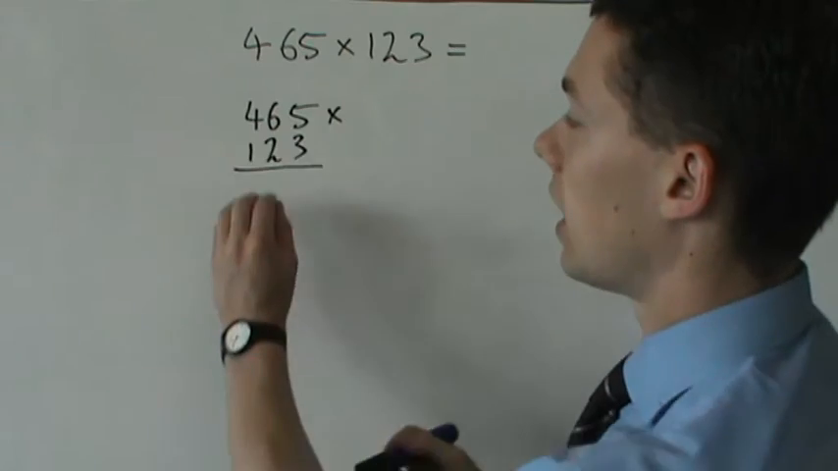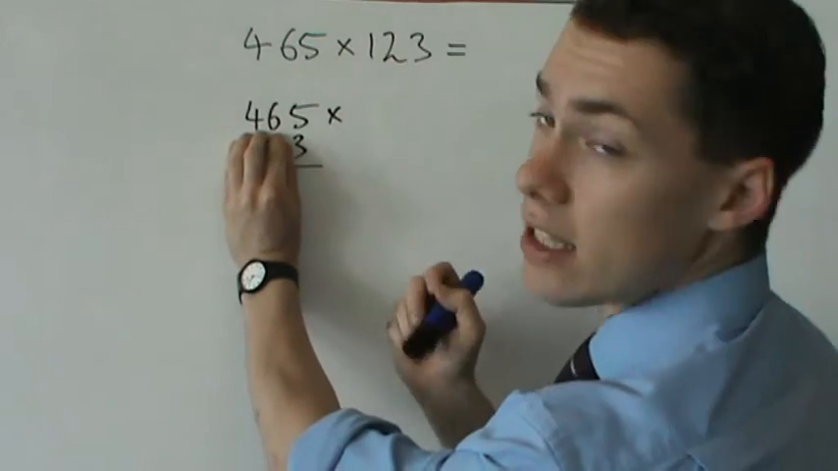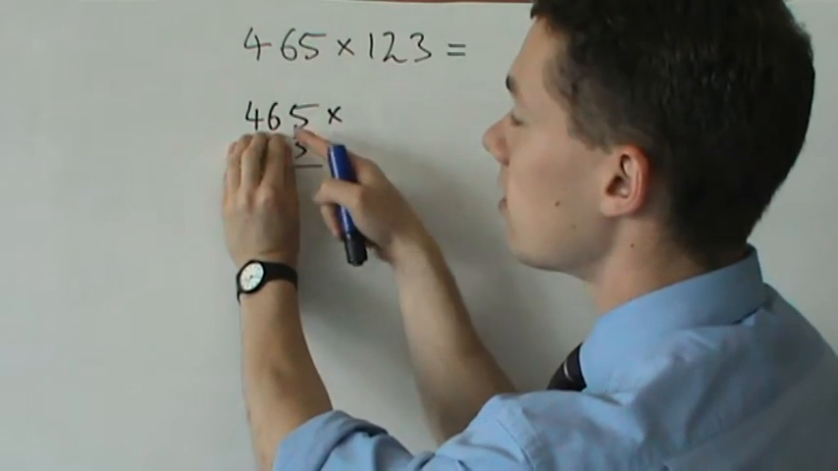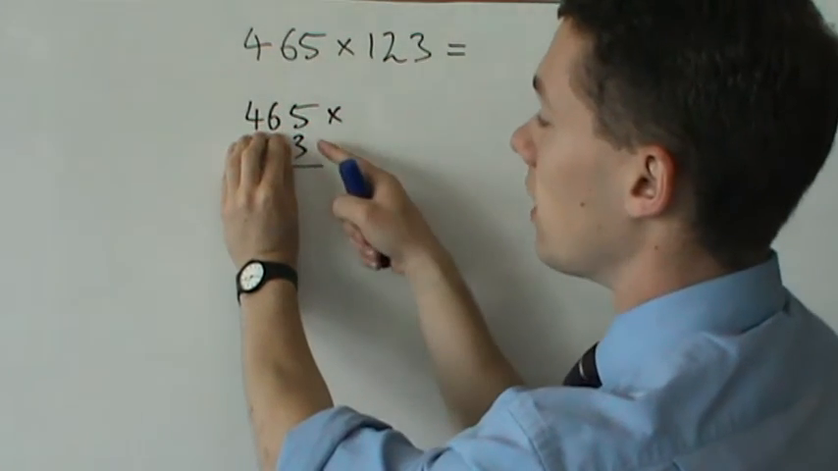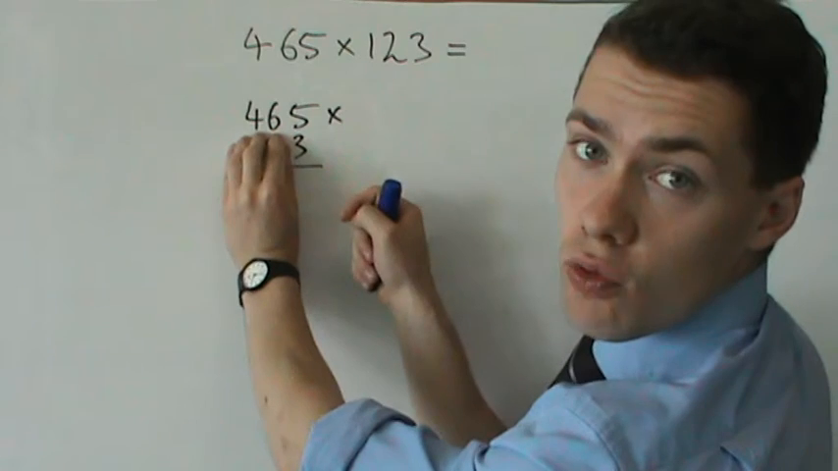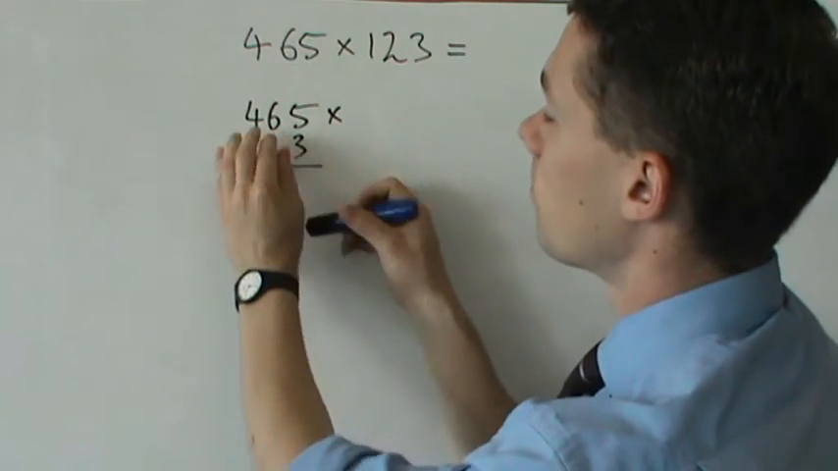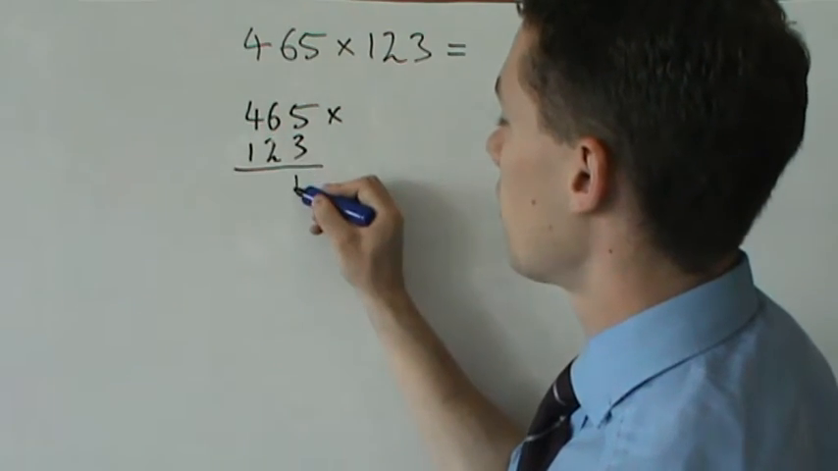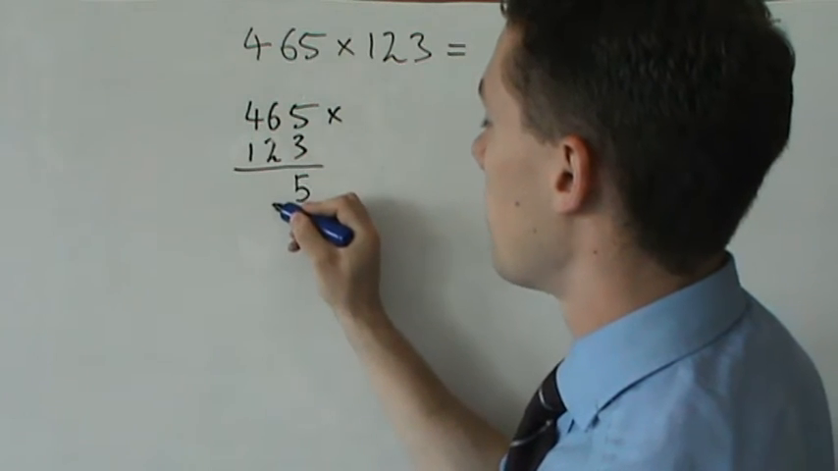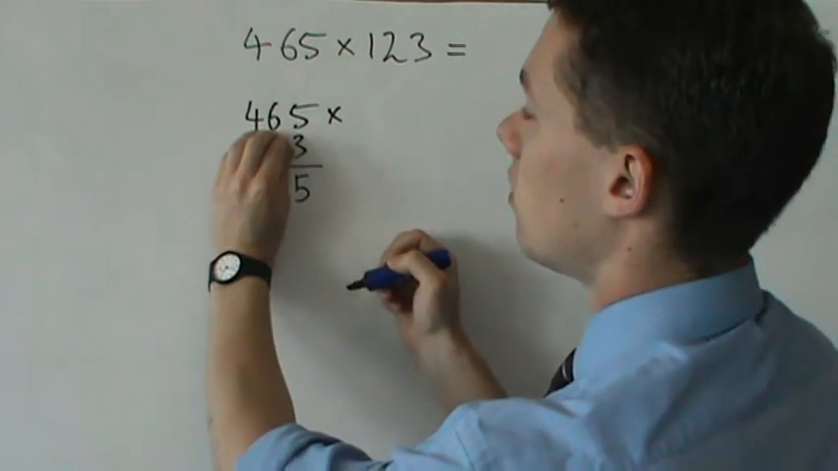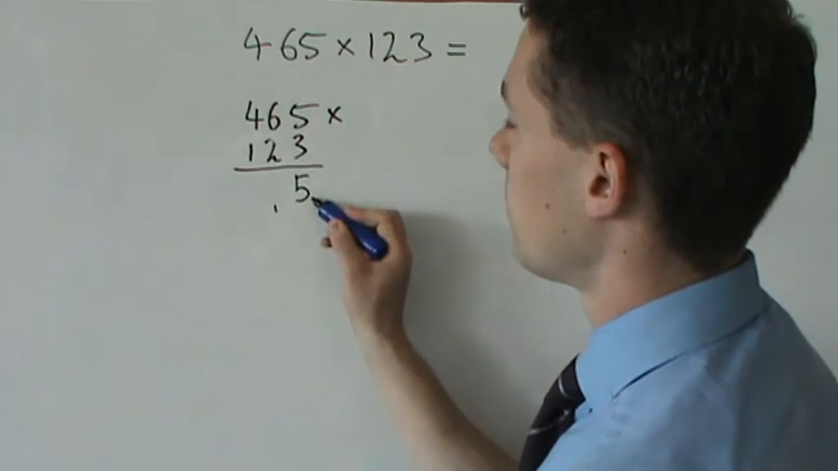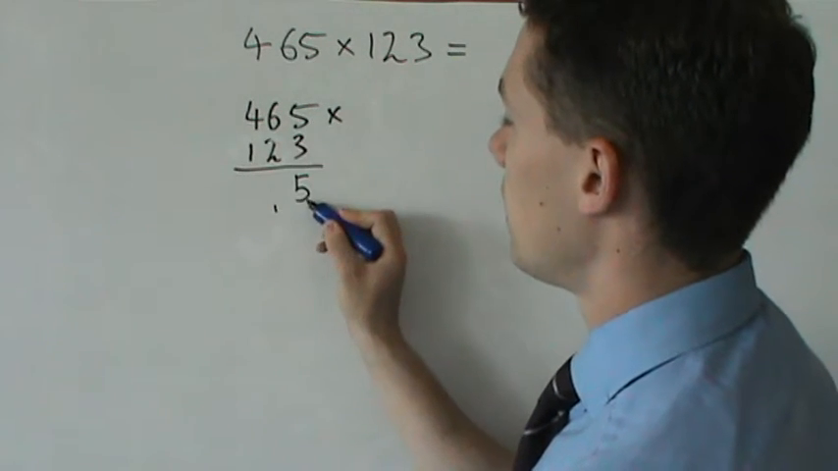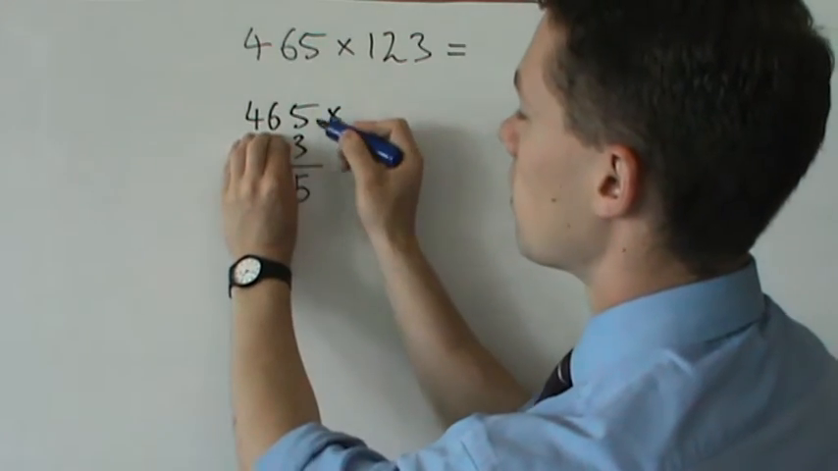So we'll hide these two now. So we're actually turning this into a 1 digit by 3 digit multiplication. So we start by doing 3 times 5. 3 times 5 is 15. So I write 5 below and I carry my tens. So 3 times 5 is 15. Okay, so that's the first one done.